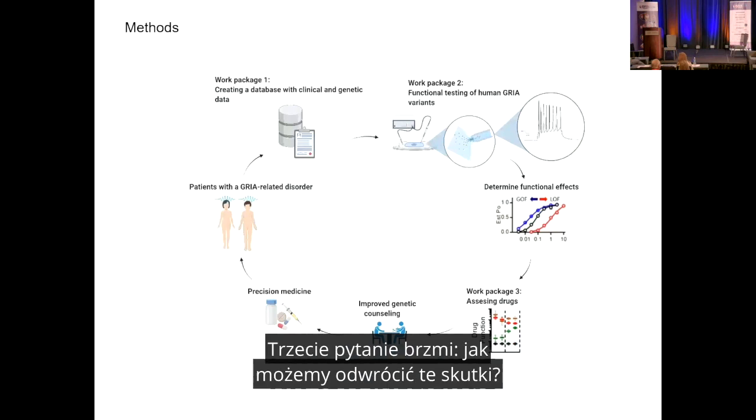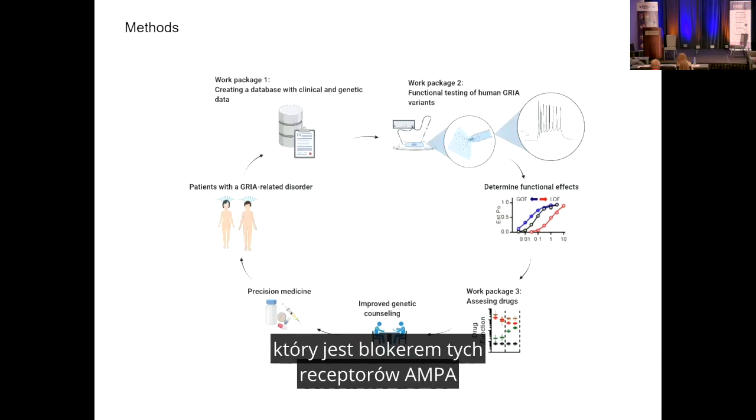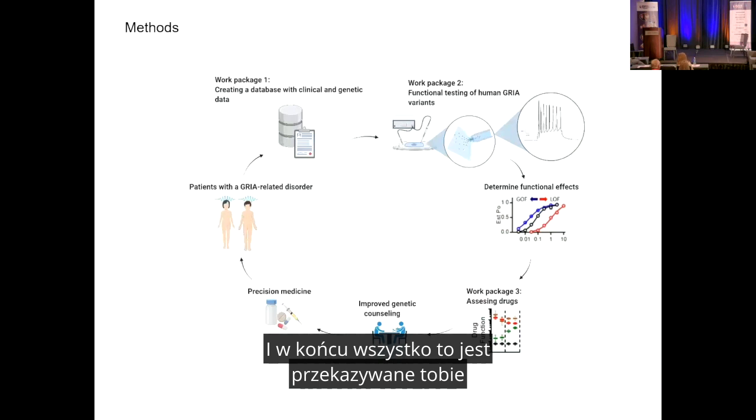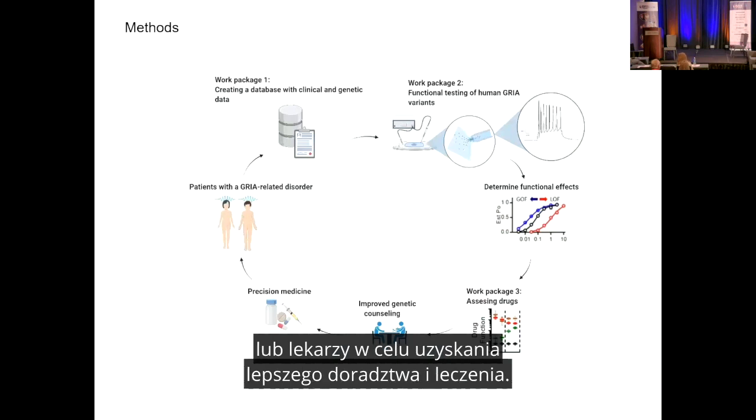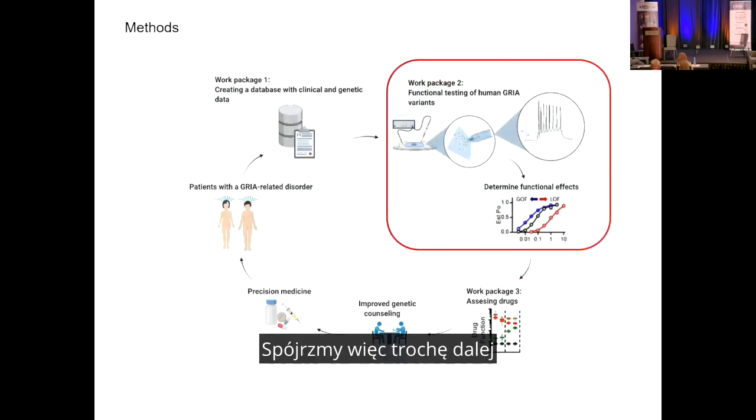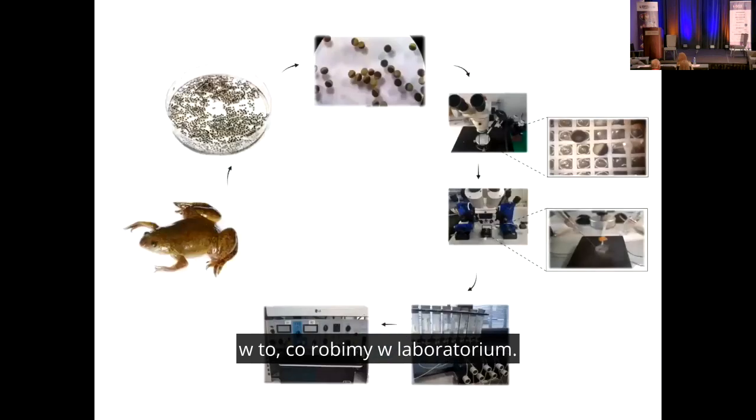And the third question is, how can we reverse these effects? So if we have a gain of function mutation, can we, for example, use a drug called perampanel, which is a blocker of these AMPA receptors, to sort of improve the health and symptoms in GRIA patients? And in the end, all of this is passed on to you or your medical doctors for better counseling and treatment. So let's look a little bit further into what we're doing in the lab.